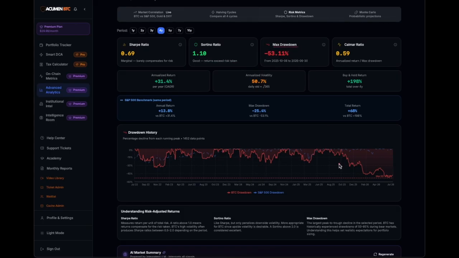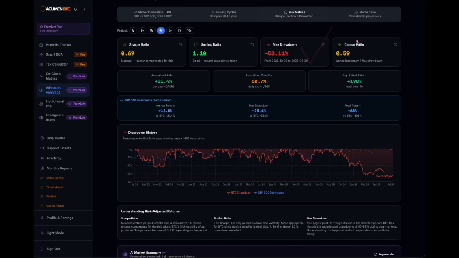Max drawdown is exactly what it sounds like, the largest peak-to-trough decline in the selected period. In the current 4-year window, Bitcoin's max drawdown was minus 53.1% from October 2025 to June 2026. This is critical context. If you invested at the peak and held through that drop, you were down more than half your position at the worst point. Understanding max drawdown helps you size your position correctly, because the question isn't just, will Bitcoin go up? It's, can I stomach a 50% drop without selling?